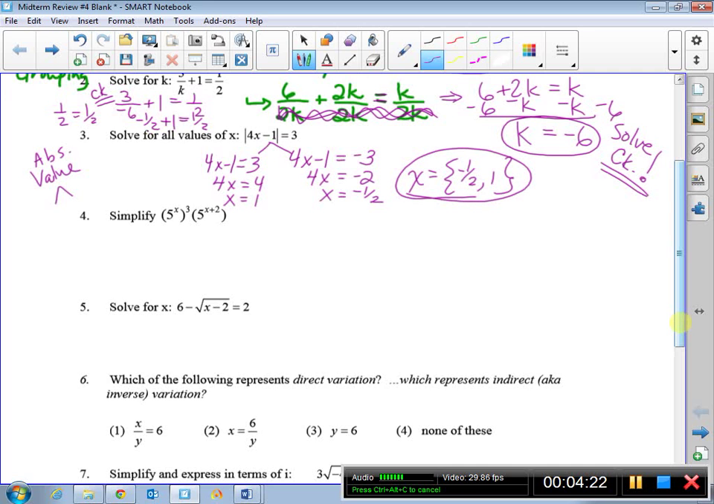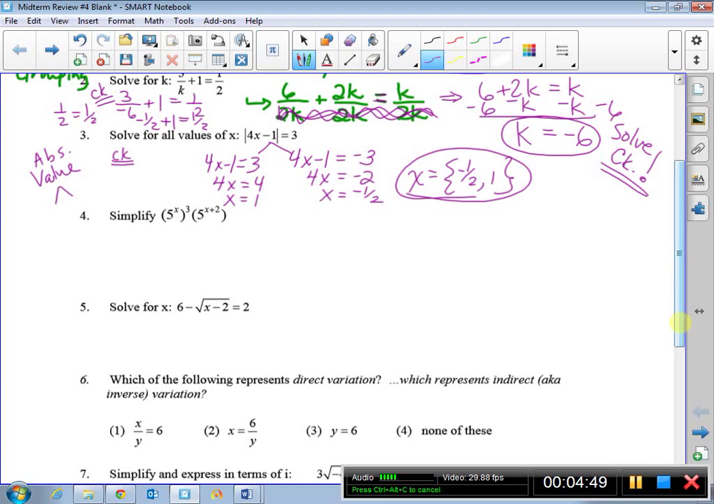So I'm going to do real quick over here, just showing you good habits. Absolute value of 4 times 1 minus 1, hopefully that equals 3. I don't have a lot of room, so this is 4, take away 1. Is the absolute value of 3 equal to 3? Yes, 3 equals 3. So 1 checks quite nicely.